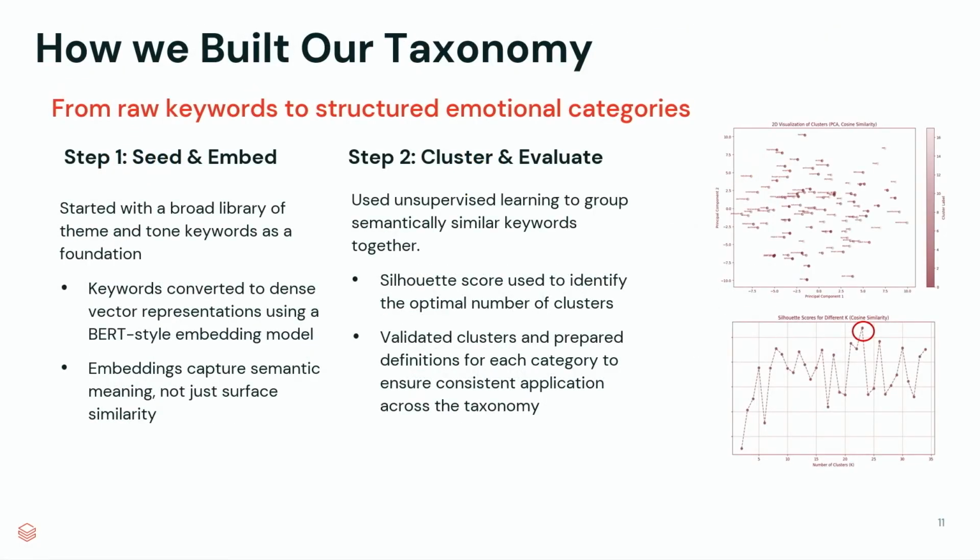And we didn't just craft this taxonomy out of thin air. It was a thoughtful exercise where we started with a really broad library of hundreds of keywords. We embedded them using a BERT-style model, and then we let unsupervised clustering tell us what the natural groupings were. We used pretty standard metrics of cluster evaluation, such as silhouette scores, to help guide us and tell us how many clusters there might be. And the result is a taxonomy that's grounded in rich semantic meaning and not just editorial opinion. We validated the clusters manually and gave them definitions so that we could apply them consistently throughout our tagging pipeline.